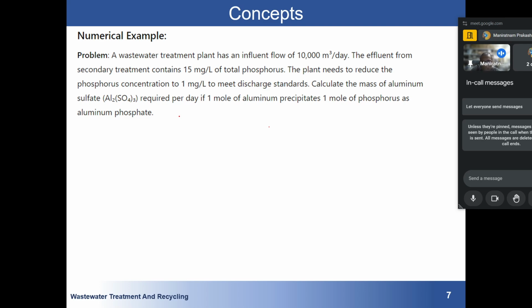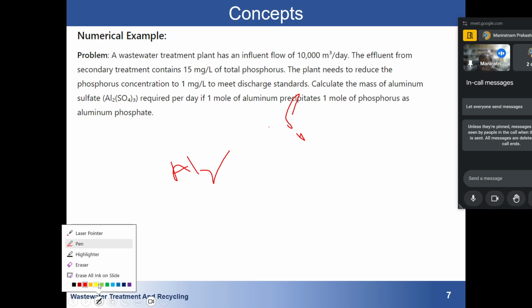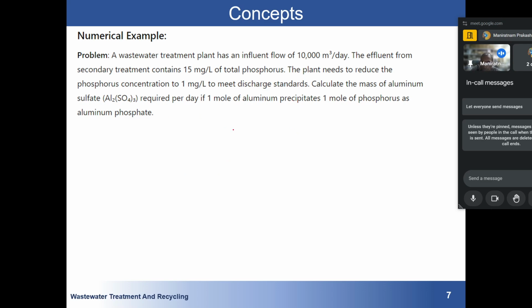The difficult part would be that one should know the proper reaction between Al2(SO4)3 and phosphorus. Generally phosphorus will be present in the form of PO4, so you have to write the reaction in a pH dependent form. Here they have not done any of that, but have directly given you the question. So this is good, and I will be solving it.